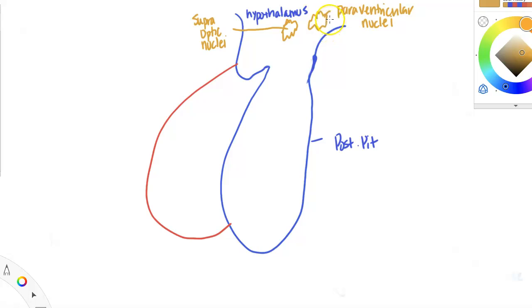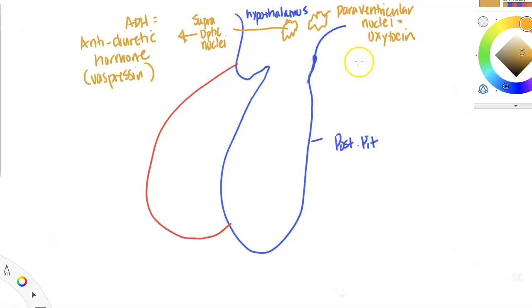The supraoptic nuclei makes the hormone ADH. ADH is short for antidiuretic hormone. It's also called vasopressin. The paraventricular nuclei or nucleus makes oxytocin.